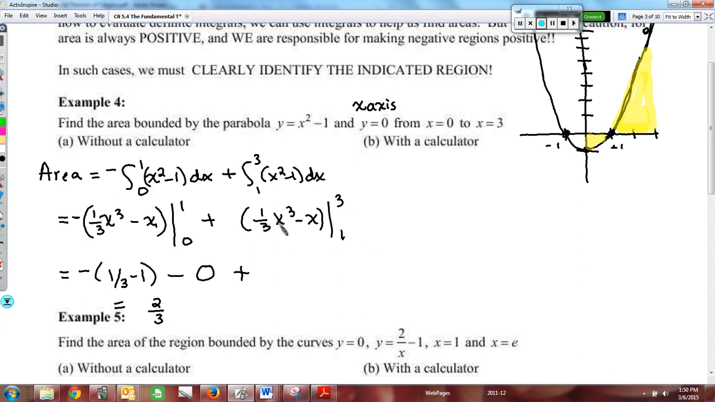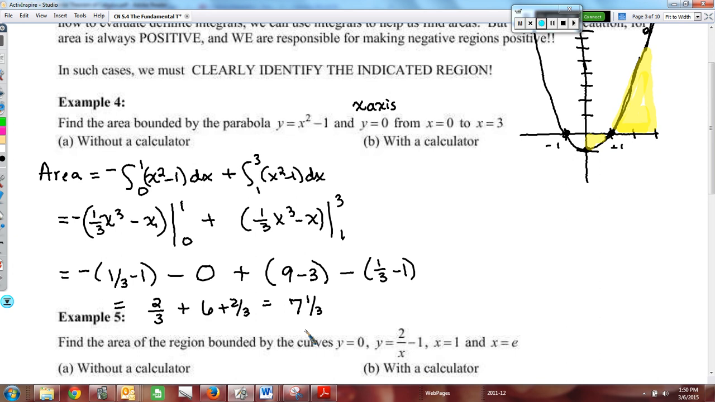Then I plug in my 3, so this would give me 27 over 3, which is 9 minus 3, minus, put in your 1, 1/3 minus 1. So this would give us 6. This is negative 2/3 plus 2/3, so we end up with 6 4/3 or 7 1/3 for a final answer.